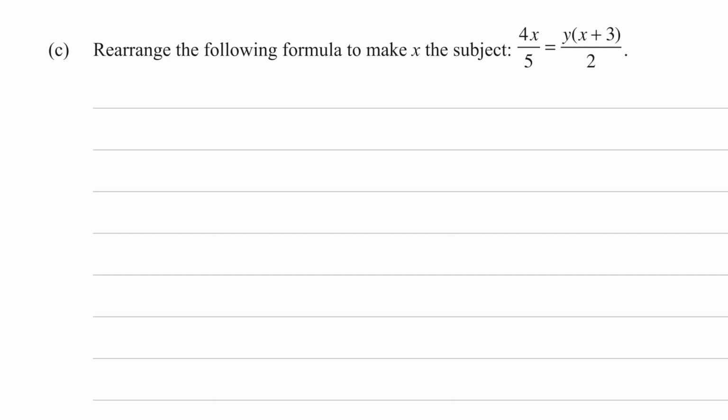Just to get rid of the fractions first, we can multiply both sides by 2 and both sides by 5. And so that gives us 8x on the left-hand side, and then 5 times everything on the right-hand side. All I've done is multiplied everything by 2 to get rid of the 2 in that denominator, and then everything by 5 to get rid of the 5 in that denominator.